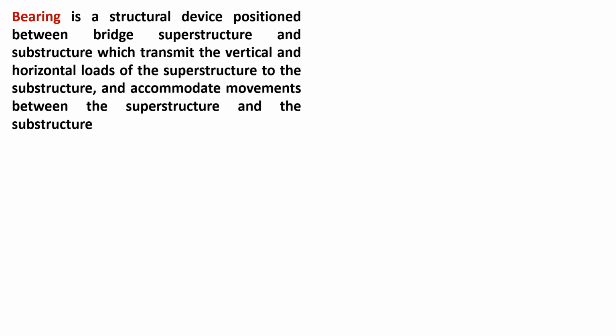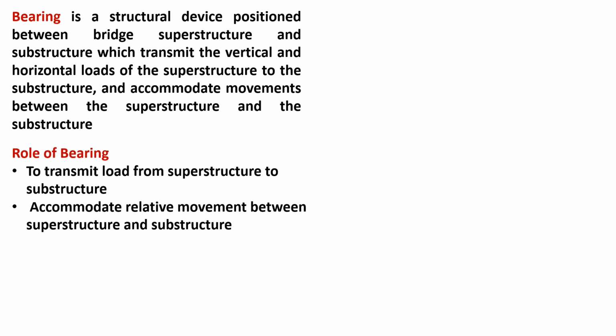Speaking of bearing, a bearing is a structural device positioned between bridge superstructure and substructure, which transmits the vertical and horizontal loads of the superstructure to the substructure and accommodates movements between the superstructure and the substructure. When it comes to the role of bearing, its roles are the following. First, to transmit load from superstructure to substructure. Second, to accommodate relative movement between superstructure and substructure.